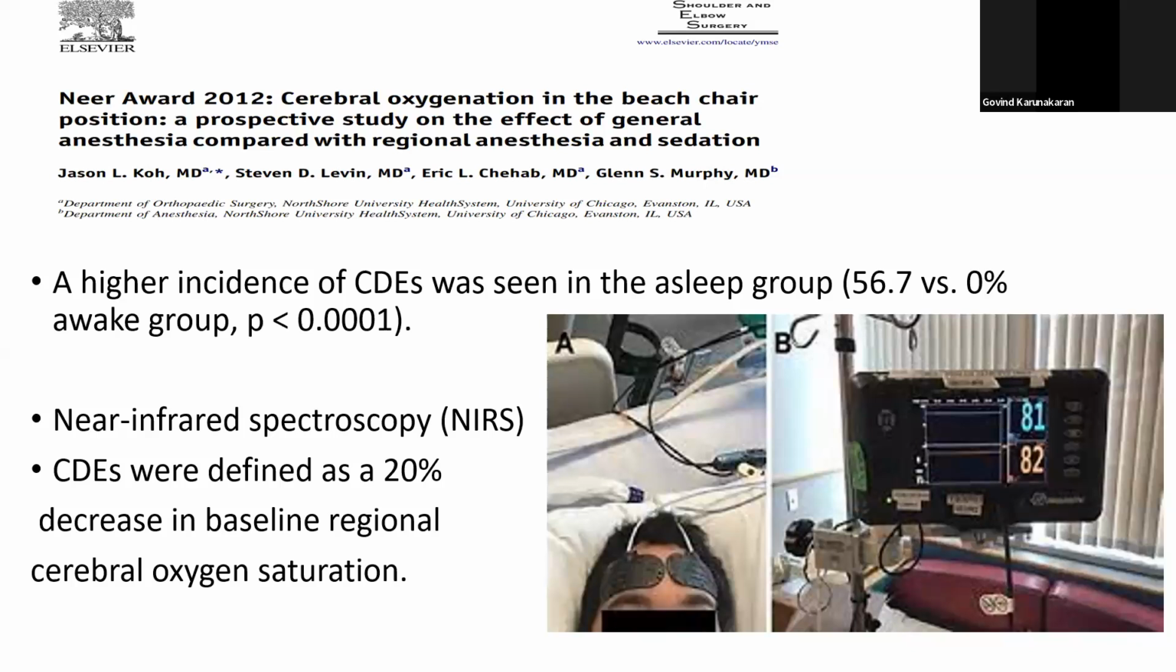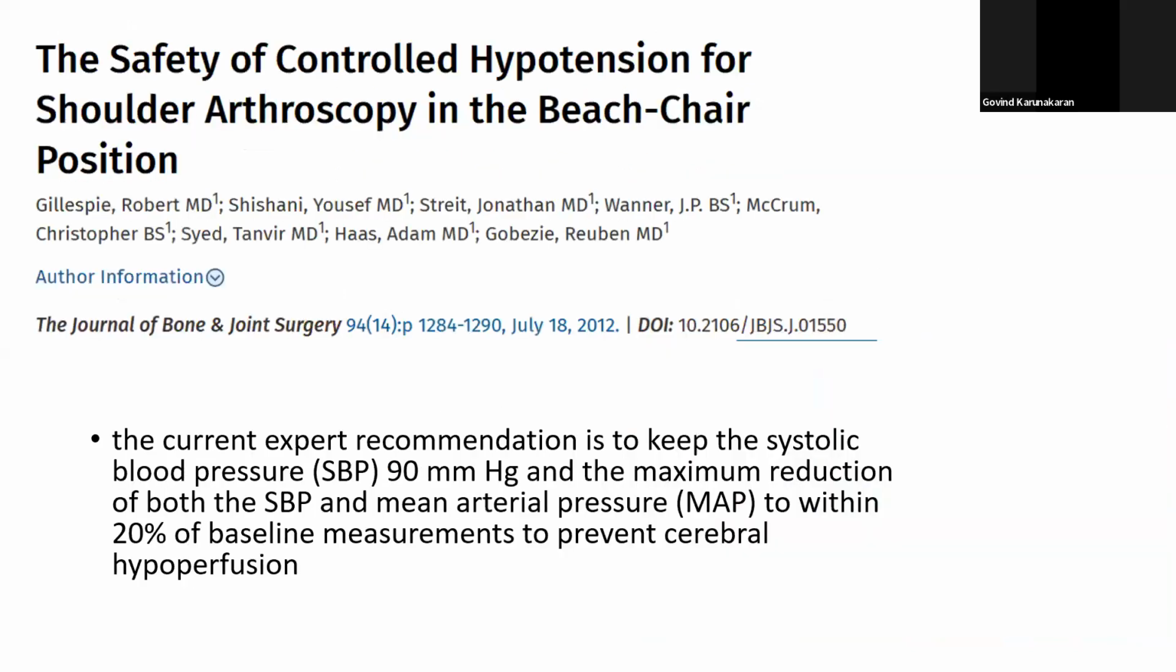So we can only monitor this amount of CDs using the NIRS technology, and if it is more, we should always be cautious and can even plan on reducing the inclination of the Beecher position. And the safety of controlled hypotensive anesthesia in shoulder arthroscopy in Beecher position.